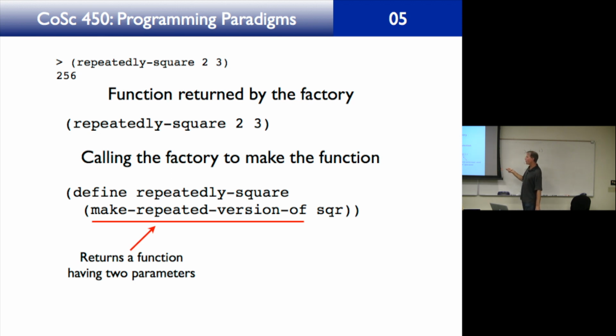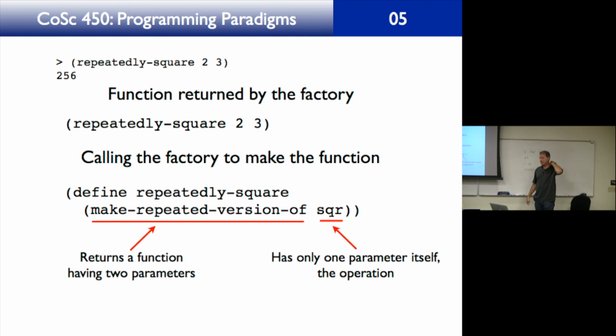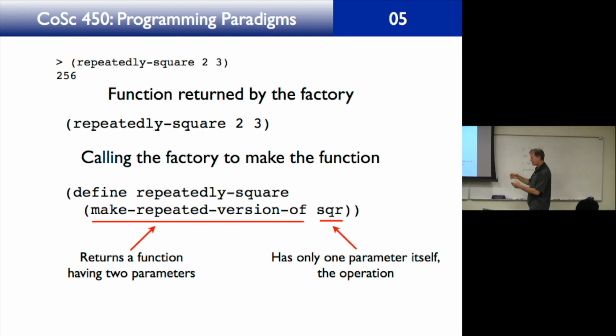It has only 1 parameter itself, which is the operation. Now, does everybody see what happens? I mean, how everything is related. The function returned has 2 parameters. It does something, but then make repeated version of it, it's going to make repeated versions of it. How many times? Well, based on what SQR is.